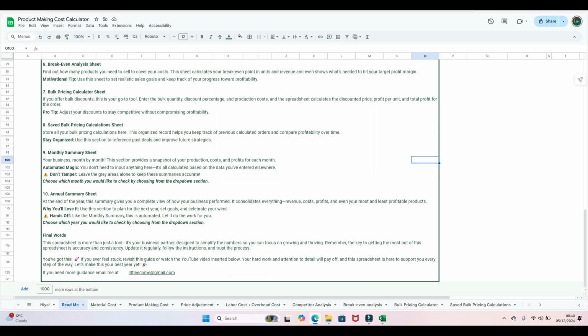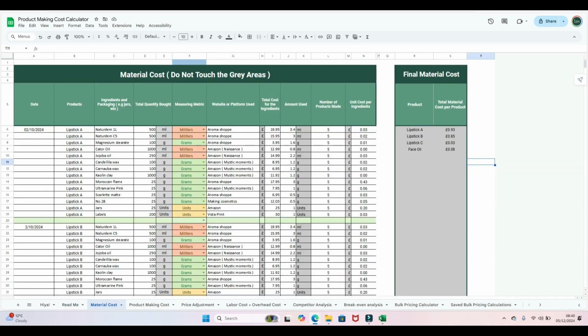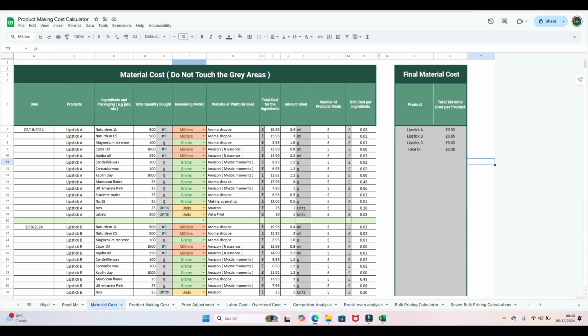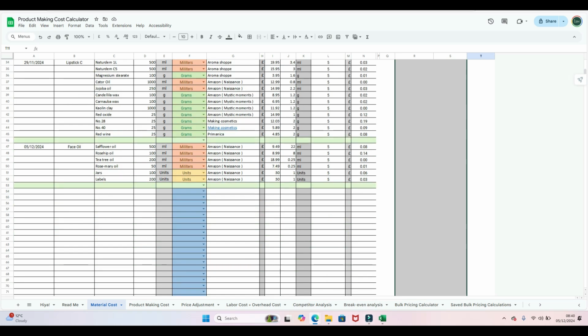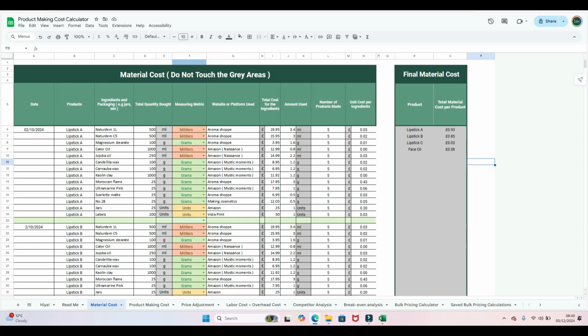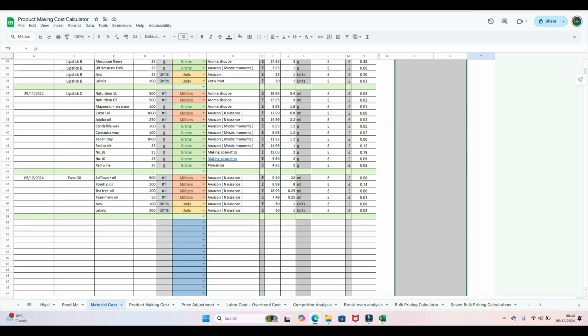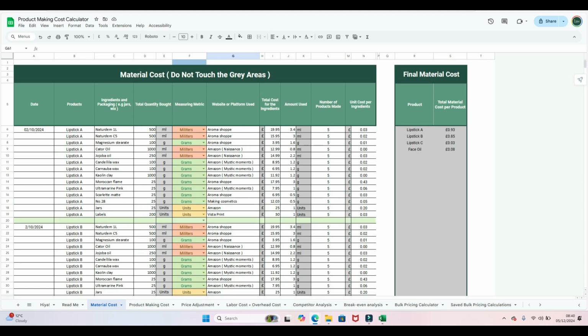Right, let's move on to the material cost. I've gone ahead and added 4 products here to show you how this works, but I will also add products at the bottom so you can see how you can do it. Couple of things: do not touch the gray areas. These are automated, so do not touch these. The only places that you're going to add is the places that's white and then the blue. This is where you choose your measuring matrix. All right. So when you add your products, it will automatically calculate the total material cost per product.